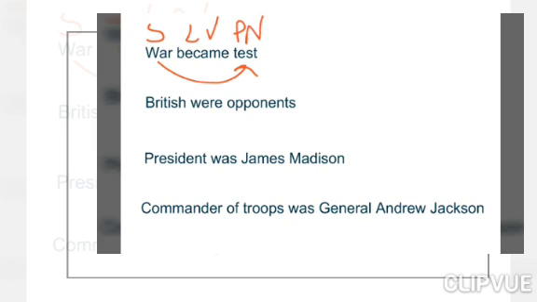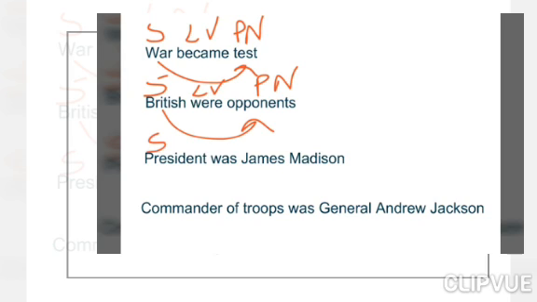Let's move on with the number 2. British were opponents. Again, remember, predicate nominative renames what? The subject. So in this case, British is the subject, were is the linking verb, and the predicate nominative is opponents. There you go. Formula: subject equals predicate nominative, British equals opponents.